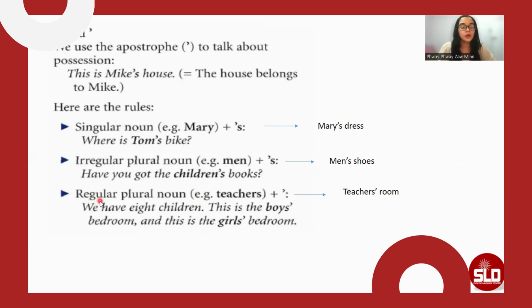And then what about regular plural nouns, for example, teachers with s? In that situation, you just need to write apostrophe, like teachers' room. Or we have eight children. This is the boys' bedroom and this is the girls' bedroom.